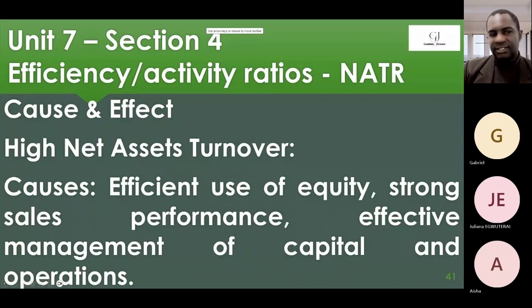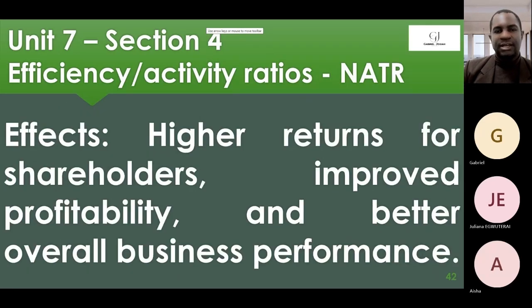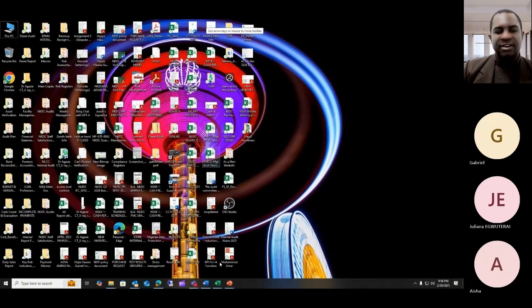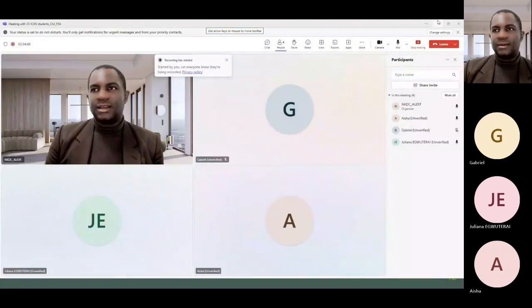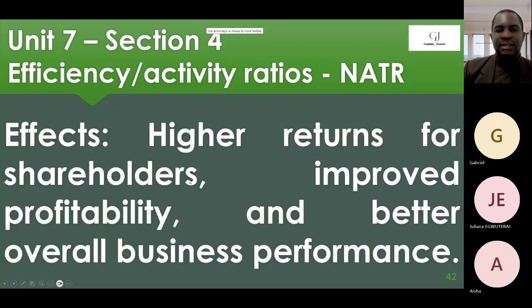What are the causes and effects? For a high net asset turnover, the causes are efficient use of equity, exactly, strong sales performance, effective management of capital and operations. Yeah, so these are the causes. And what are the effects? Higher returns for shareholders. Don't forget, in every business, higher returns for shareholders is very, very important and is key. You can provide money for debt owners, but that's at the expense of shareholders. So shareholders, the ordinary owners of the business, should be the target, and they should have something to go home with.